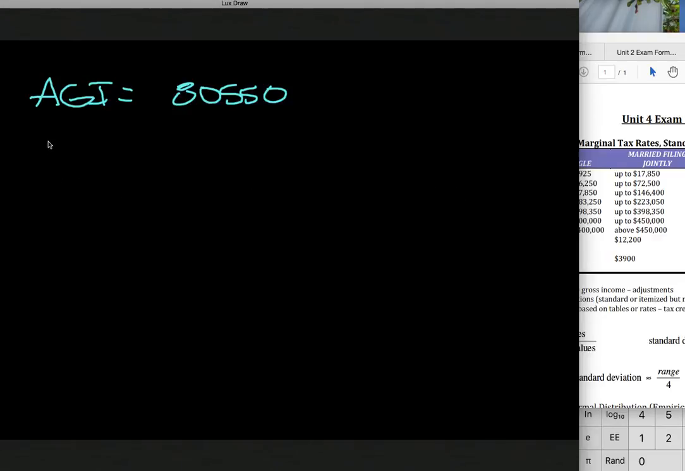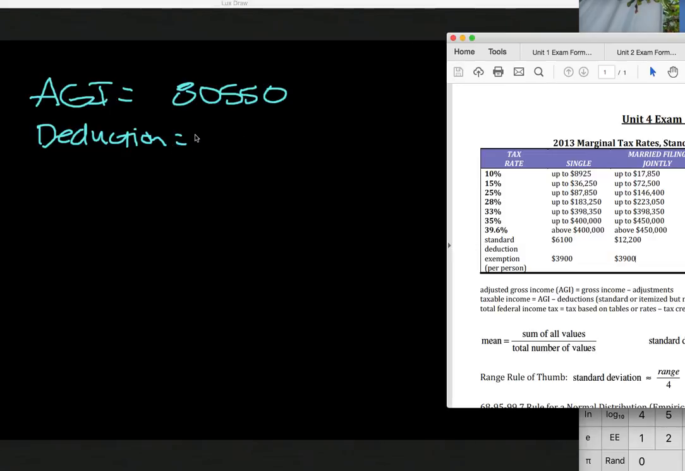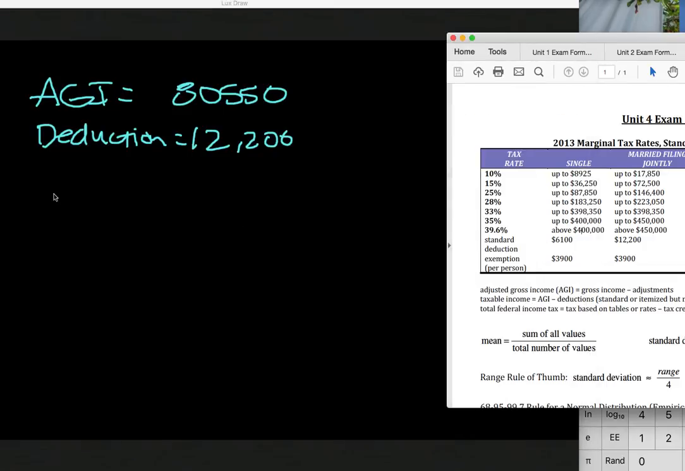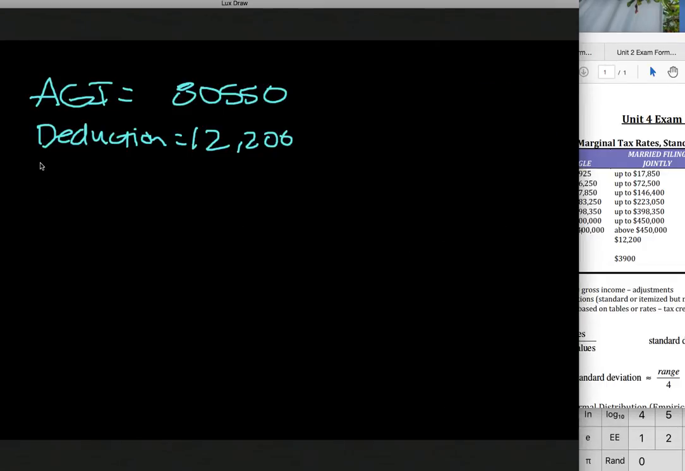I'm taking the standard deduction, and for married people, that is $12,200. Then my exemption per person is going to be 3,900 twice, right?